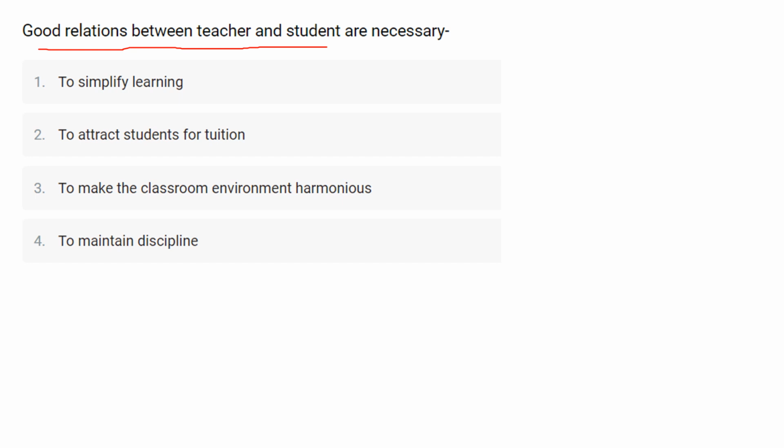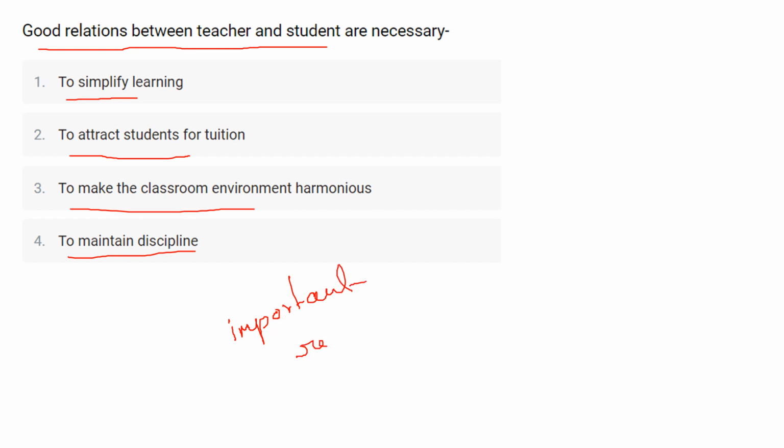The first option is to simplify learning, the second one is to attract the student for tuition, the third one is to make a classroom environment harmonious, and the last one is to maintain the discipline. So here a teacher, the one who is teaching in the classroom, plays a crucial or important role in the life of a student, right? In shaping the mind of the children and in turn the quality of the education.